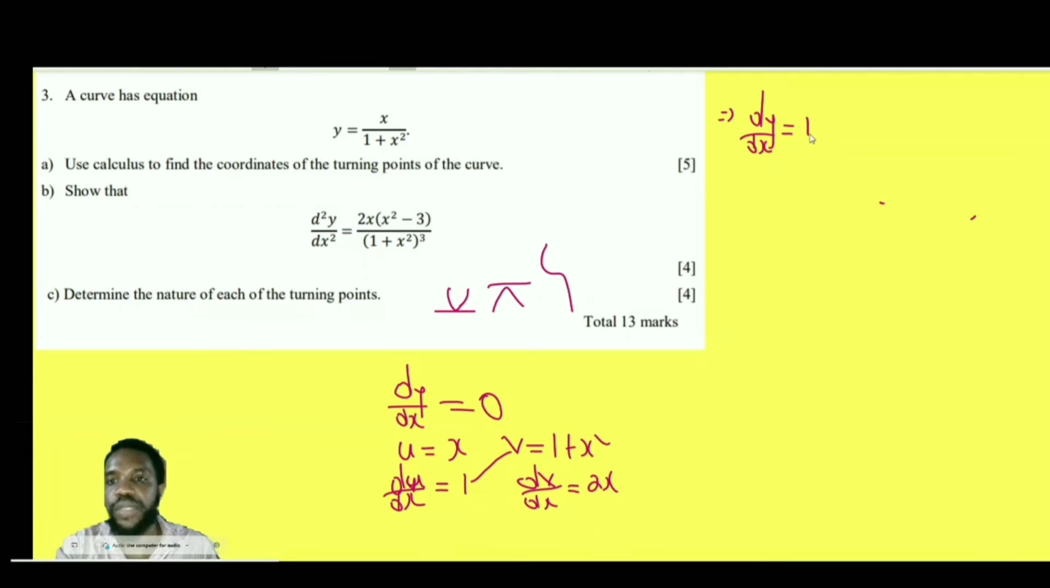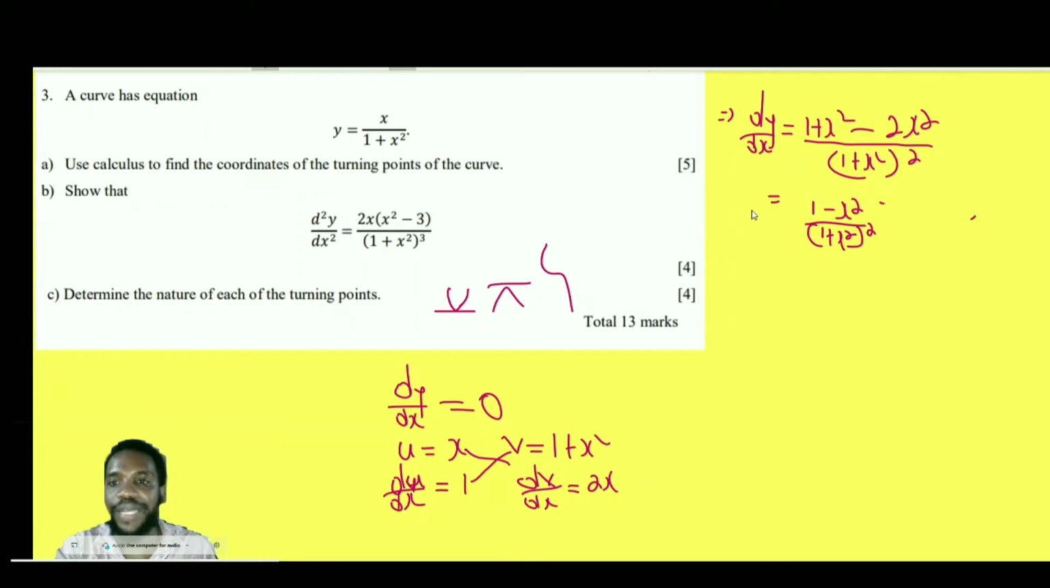So 1 times 1 plus x squared is 1 plus x squared, minus, we go the opposite direction now, which is x times 2x, which is 2x squared, all over v squared, which is 1 plus x squared all squared. Alright, now x squared minus 2x squared is going to give me 1 minus x squared over 1 plus x squared all squared. So this is my gradient function.